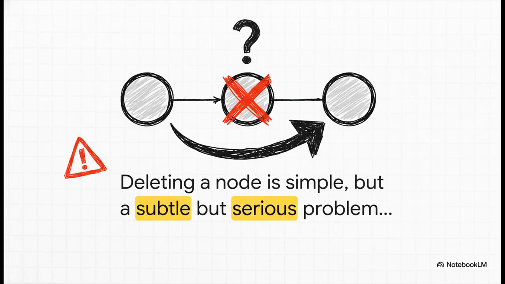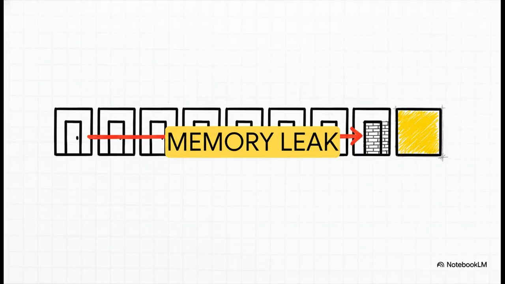Now, deleting a node follows a pretty similar logic. You basically just bypass it. But, and this is a big but, if you do it the wrong way, you create this really subtle but very serious problem. Yeah, this problem is called a memory leak. And I love this analogy. It's like leaving the lights on in a room you can never, ever enter again.